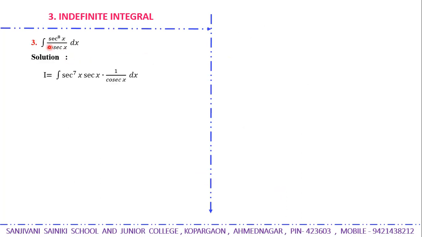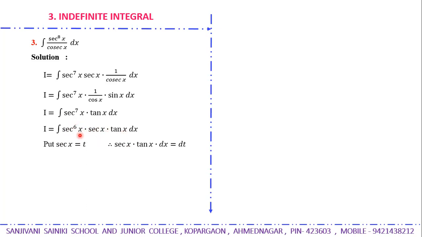A third example, sec raised to 8x upon cosec x dx. So what we will do? We will write this sec raised to 8x as sec raised to 7x into sec x into 1 by cosec x. So sec raised to 7x into 1 upon cos x into sin x dx. Okay, so now this is sec raised to 7x into tan x, but again I have to take out one sec x. So this sec raised to 7x becomes sec raised to 6x into sec x tan x.